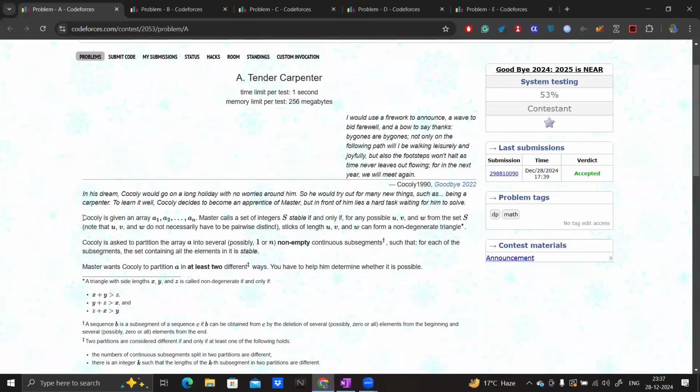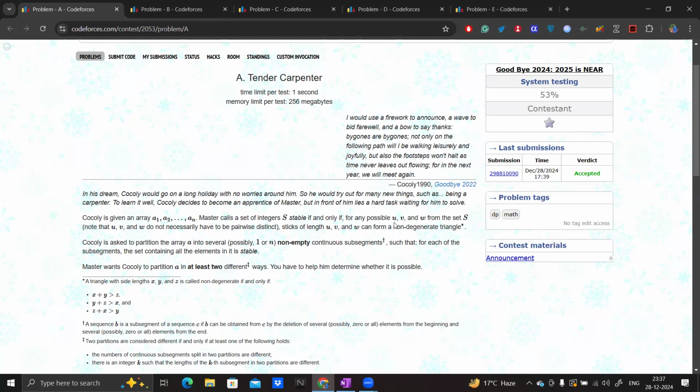The problem says that Kokoli is given an array A1 to AN. Master calls a set of integers stable if and only if for any possible u, v and w from the set S, note that u, v and w do not have to be pairwise distinct, sticks of length u, v and w can form a non-degenerate triangle.